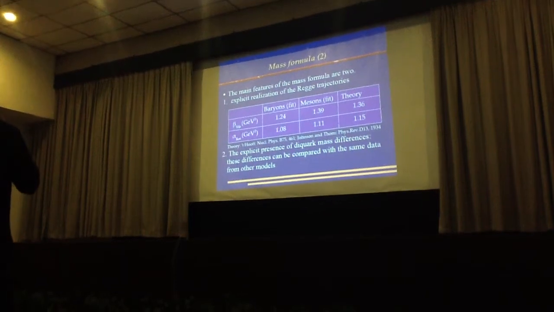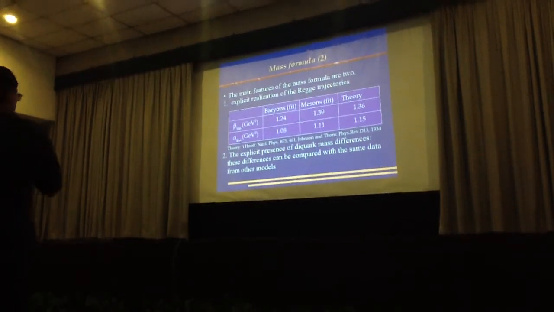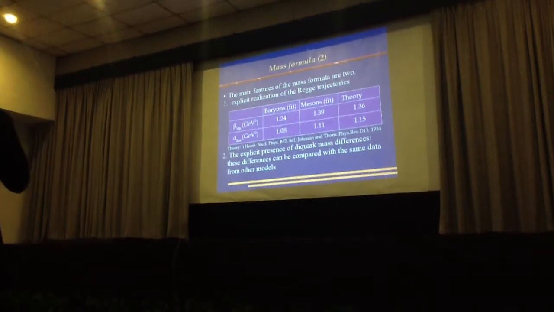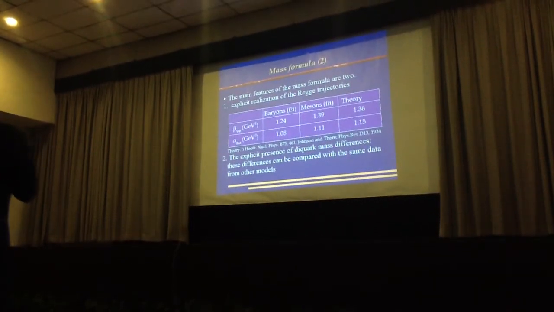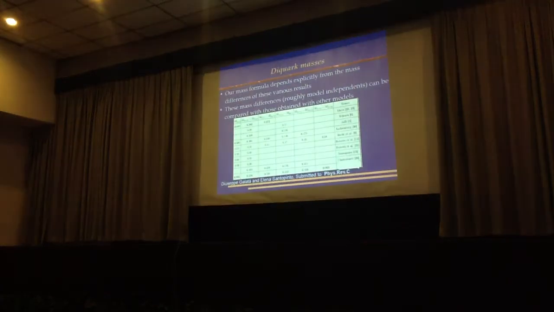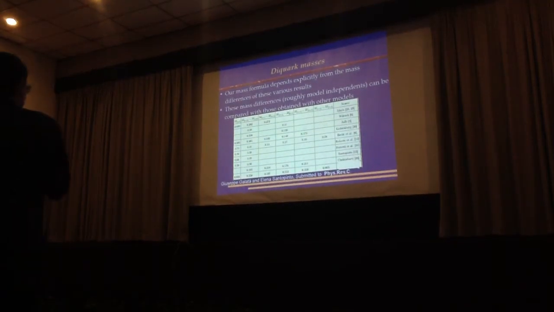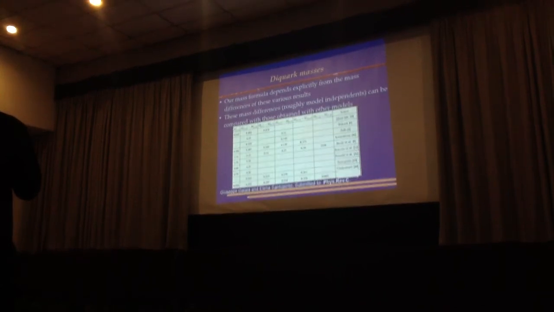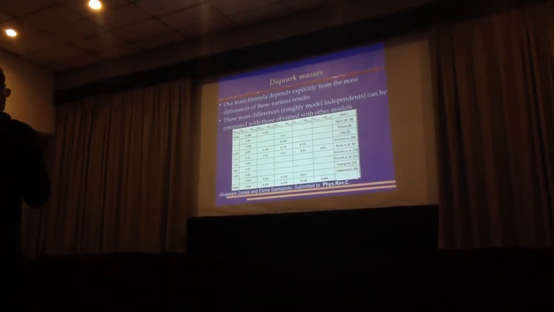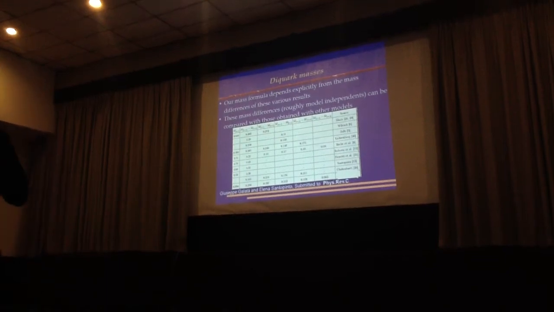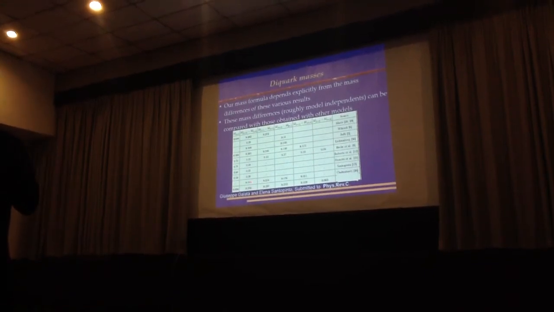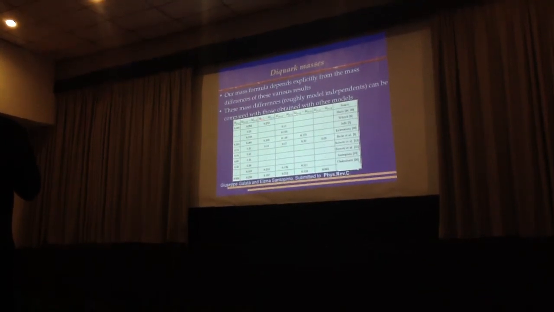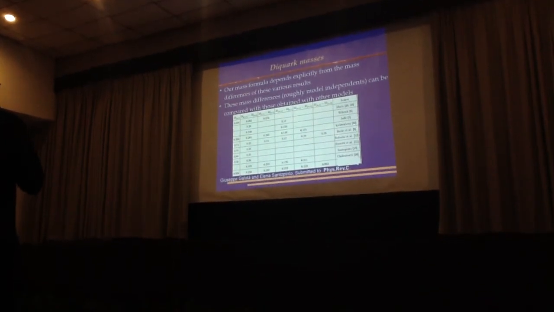Then the other main feature is the explicit presence of dipole mass differences, and these mass differences can be compared to the ones obtained with other models, since they are more or less model independent. Here in the last line we can see our results, and in the other lines the results from other models.